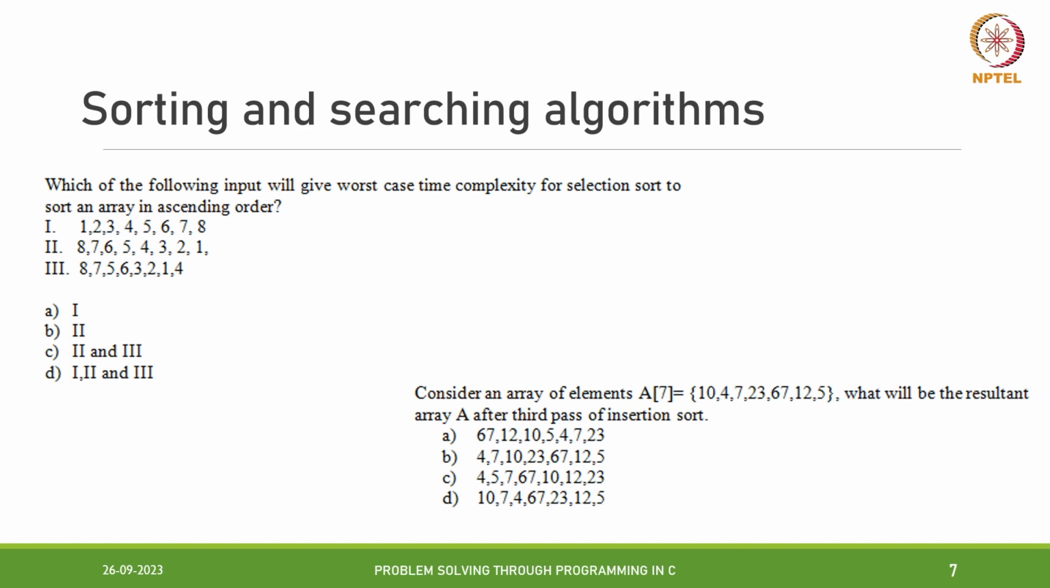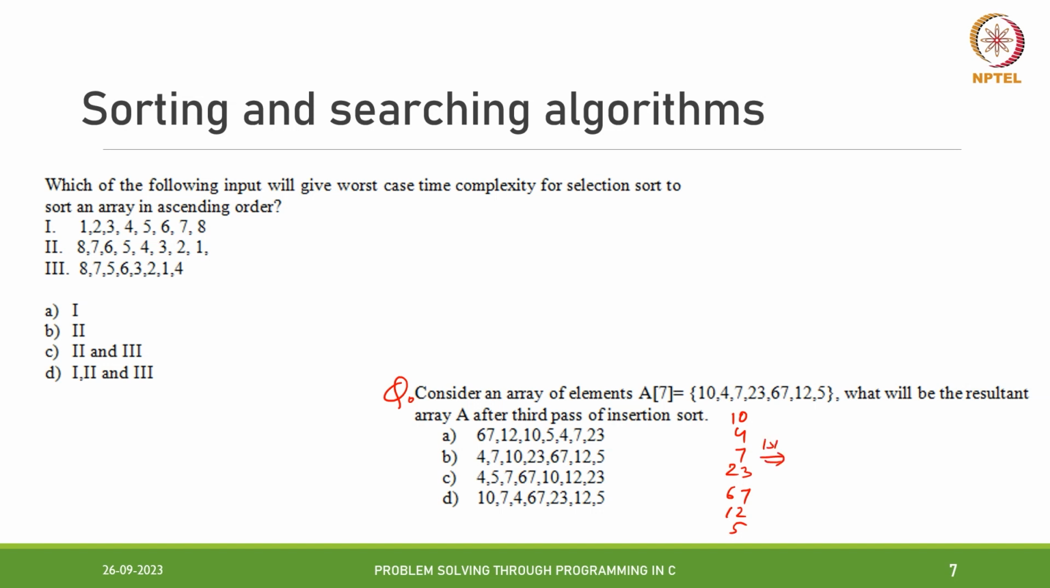Now that we have seen the insertion sort just now, let us again do a similar kind of question. So we have 10, 4, 7, 23, 67, 12, and 5. Now, it is not told explicitly here, but we are putting it in ascending order. Is that written here anywhere? No, it's not written. So we are putting it in ascending order basically. So the question says, what will be the resultant array A after the third pass of the insertion sort? So we start from here.